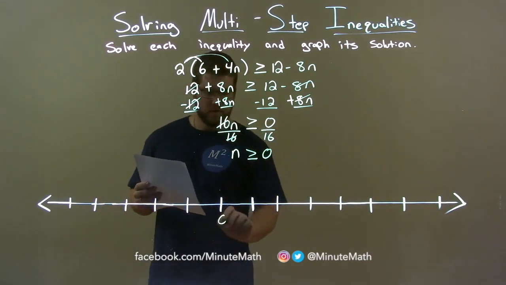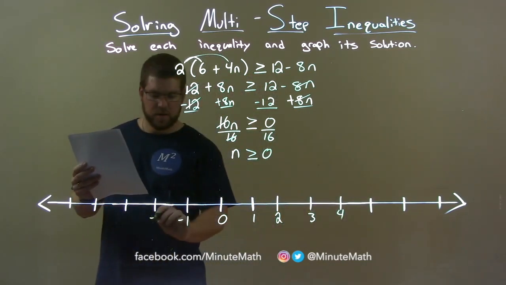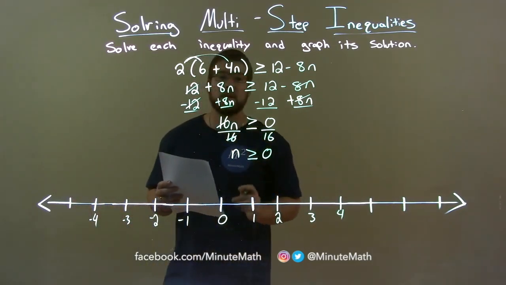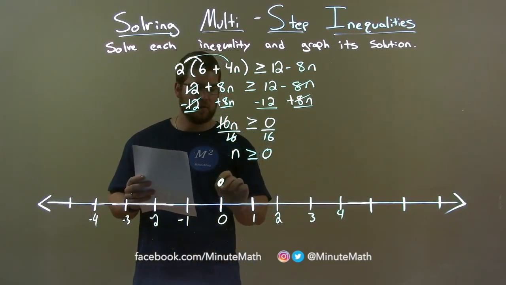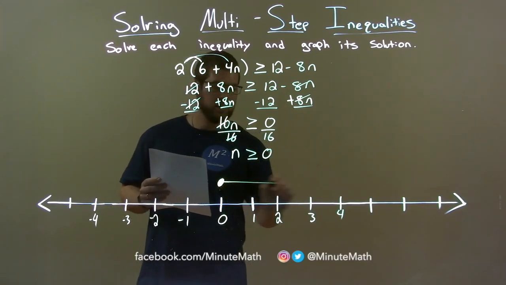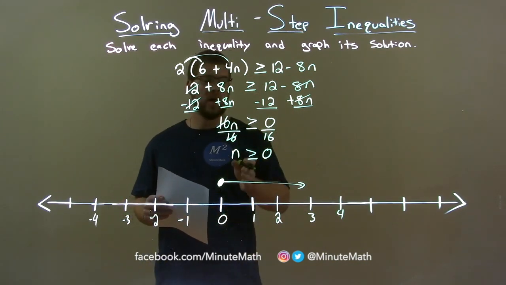So let's graph this. 0, 1, 2, 3, 4. Negative 1, negative 2, negative 3, negative 4. If n can equal 0, that means we have a closed circle there at 0. N is greater than 0, so the arrow goes to the right, and there we have it. Our graph matches our final answer. N is greater than or equal to 0.